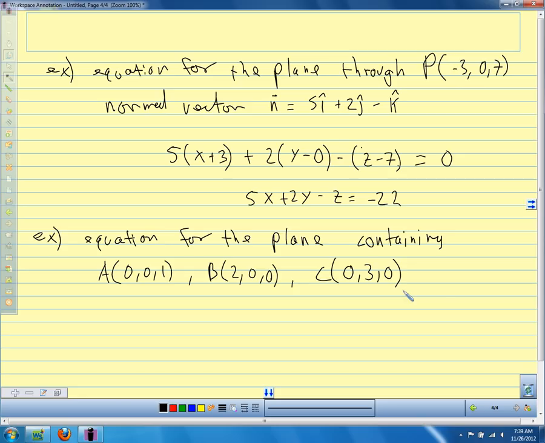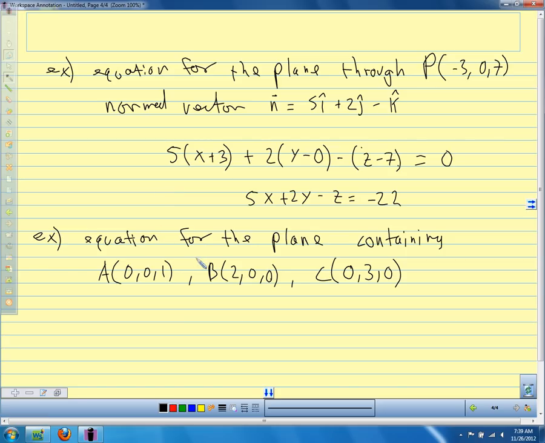So we need a couple of things for our equation. We need a point on the plane. Well, we have 3 points here, and we need our normal vector. How are we going to find a normal vector? Cross product. We can make a vector from A to B and a vector from A to C, form their cross product, and that's going to be perpendicular to the plane. It's going to be orthogonal to each of those vectors. So we can find the cross product.